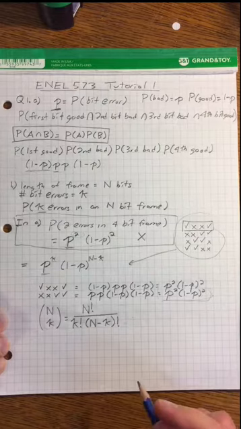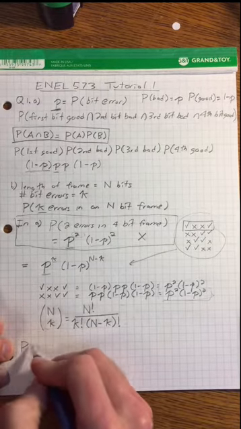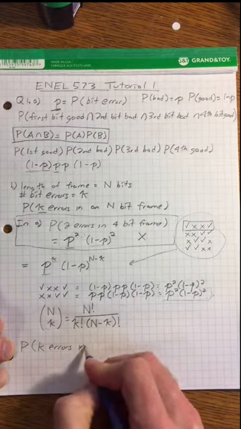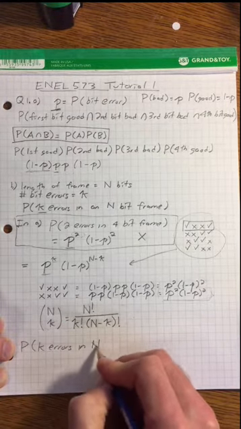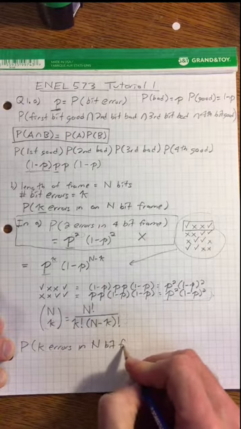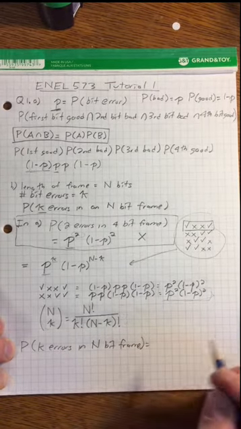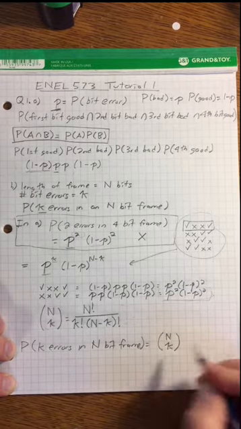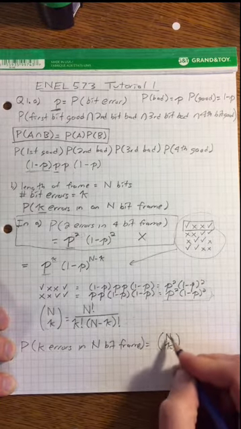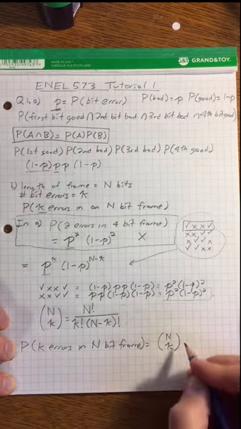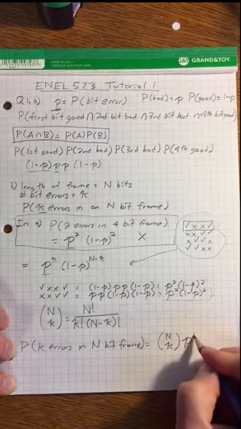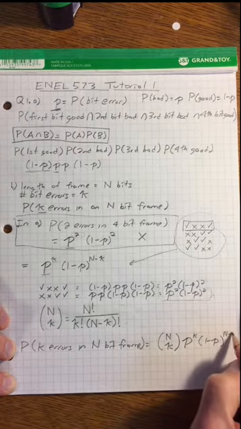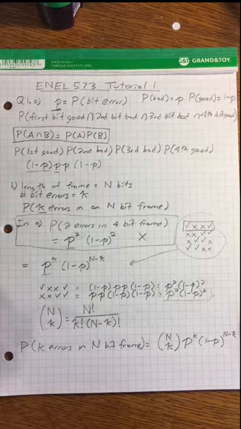And the number of combinations is just given by the combination formula. And so the overall expression, the probability of k errors in an n-bit frame is equal to n choose k, or the combination formula, times p to the k, times 1 minus p to the n minus k.